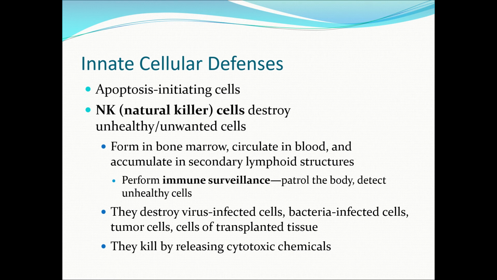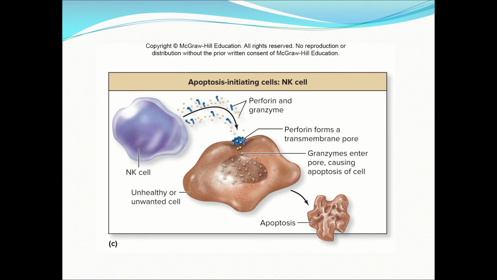They destroy virus-infected cells, bacteria-infected cells, tumor cells, and the cells of transplanted tissue. They kill by releasing cytotoxic chemicals. This illustration shows a natural killer cell secreting cytotoxic chemicals such as perforin and granzyme.